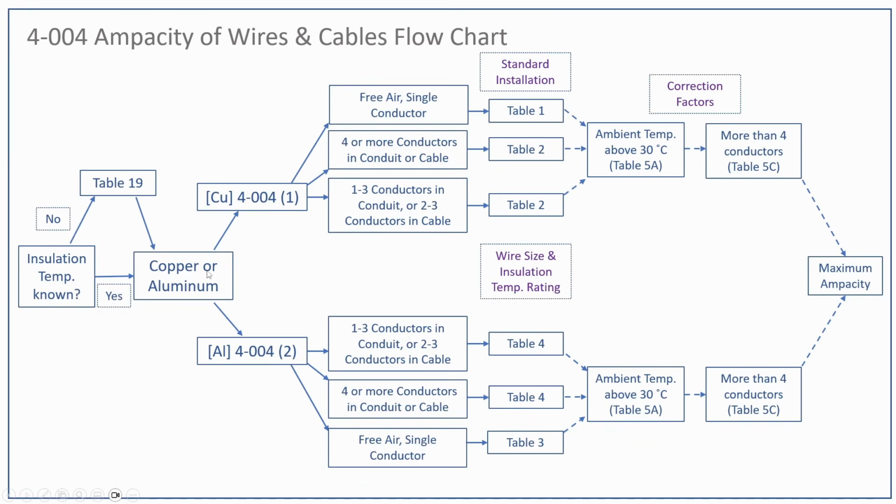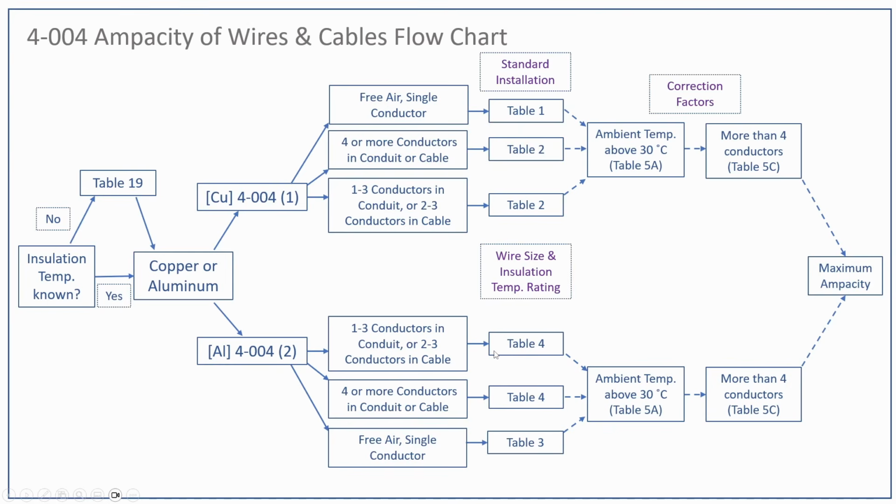Then the next question is, is it copper or aluminum? Copper is going to be 4004 subrule 1. Aluminum is going to be subrule 2. And then our next question is, is this a free air install, or is this in a conduit or a cable? Free air copper is going to be table 1, and in a conduit or cable is going to be table 2. For aluminum, free air aluminum is going to be table 3, and in a conduit or a cable we're going to be looking at table 4.